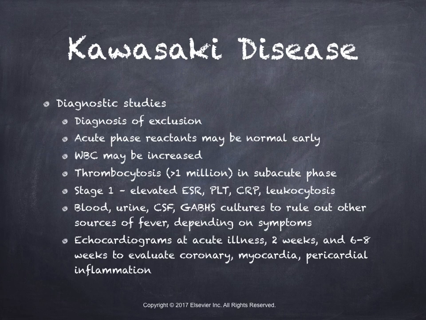You want to exclude other causes of fever prior to labeling 5 days of fever as Kawasaki. Thrombocytosis is also prominent in Kawasaki. Their platelets can go up to over 1 million in the subacute phase, which can lead to thrombosis, coronary artery thrombosis, which is why they are treated with aspirin, usually, for their antiplatelet activity. Again, the ESR will be quite elevated, platelets will be elevated, the CRP will be elevated, and there'll be a high white count.